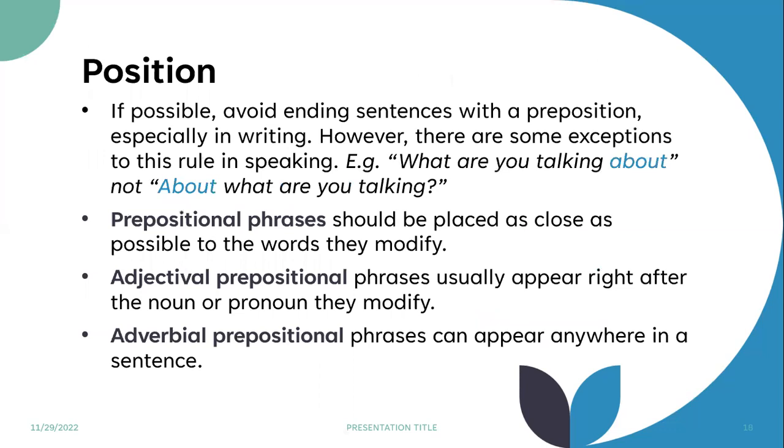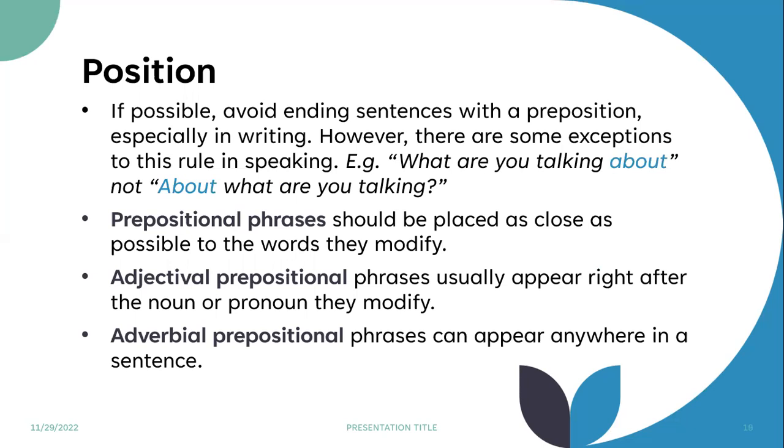So next we move on to position of prepositions. If possible, avoid ending sentences with a preposition, especially in writing. However, there are some exceptions to this rule in speaking. Example, we say, what are you talking about? Not about what are you talking. So that's just one exception of this rule.